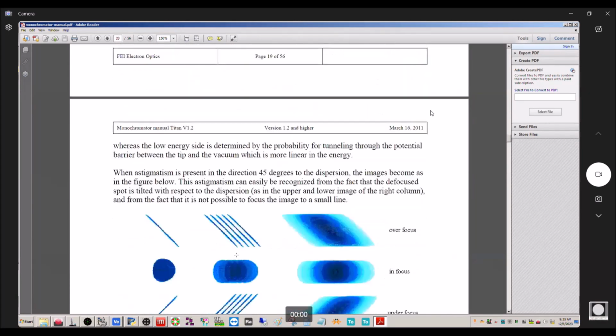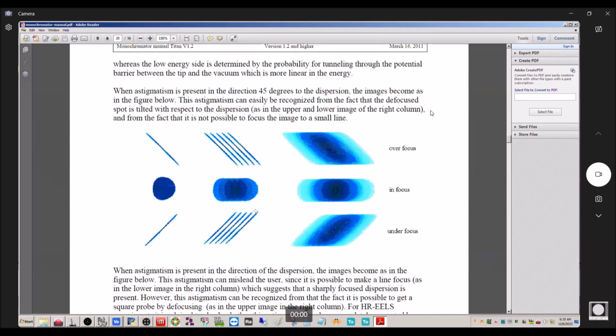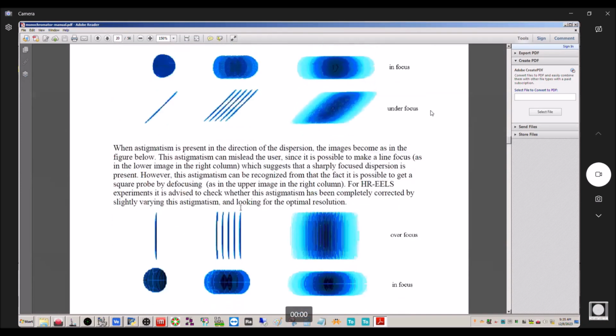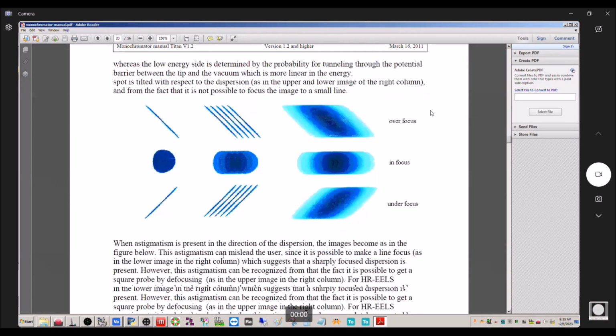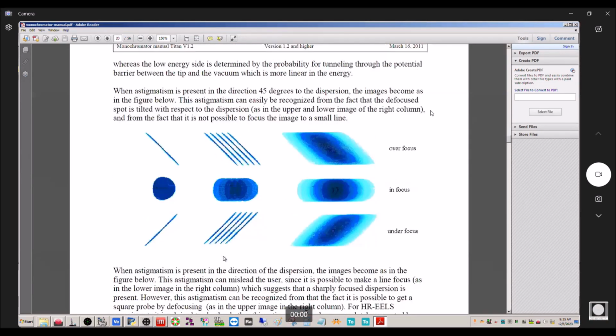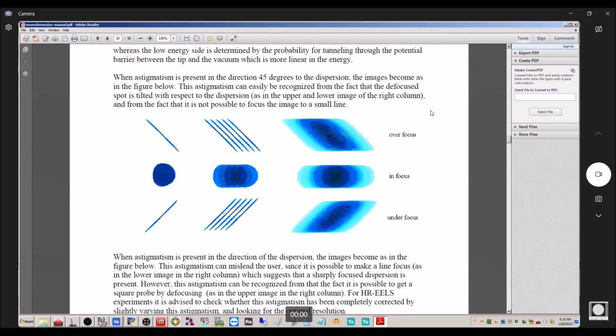If I don't have proper stigmation, I end up with something like this. At focus, I don't have a nice sharp line. Then when I go over and under, instead of circles, I end up with slanted lines, again if I was discretizing this into a series of points. And this is if we have 45 degrees relative to the dispersive direction. The dispersive direction is this direction, which is 90 degrees relative to what we're seeing on the screen.